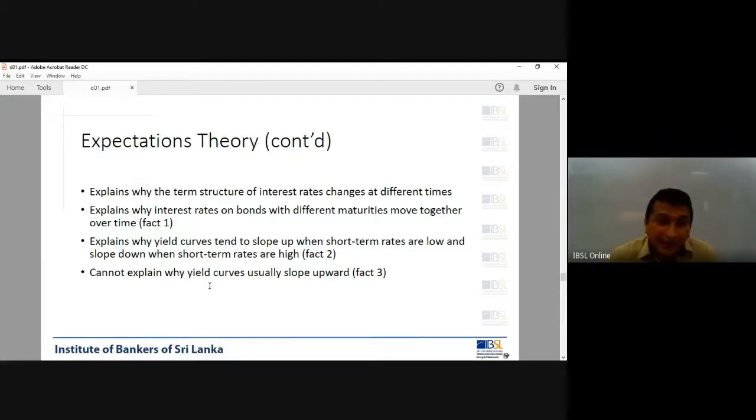Okay, and then it explains why interest rates on bonds with different maturities move together. So when one side is increasing, it naturally pushes the other maturities to increase also, because they want to maintain the indifference between different maturities, either by moving out or moving in.